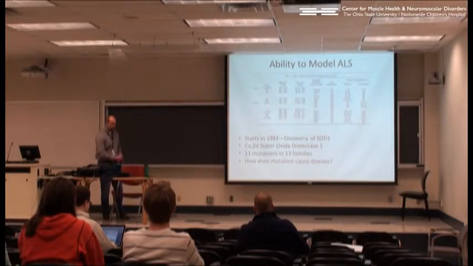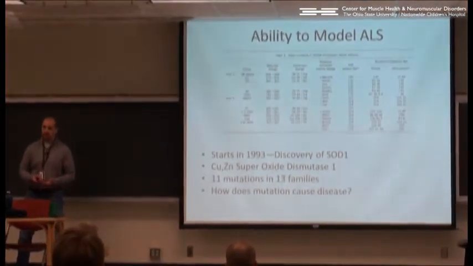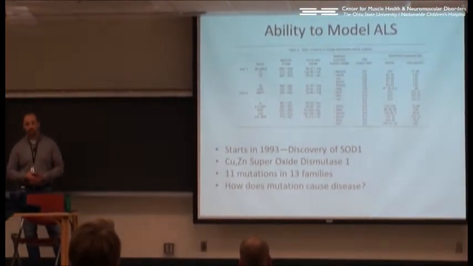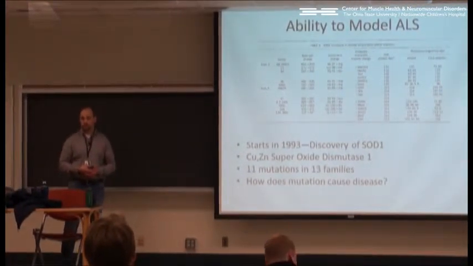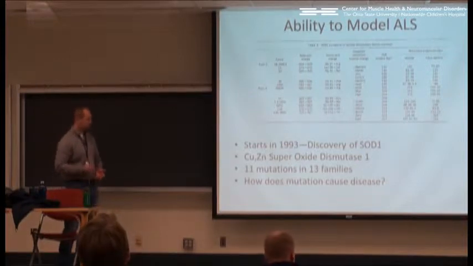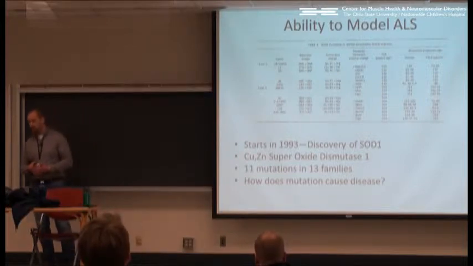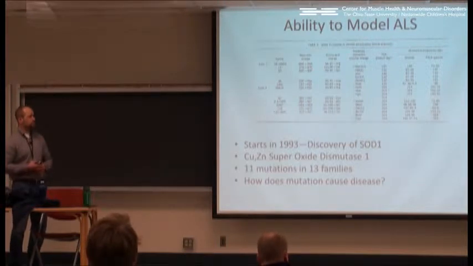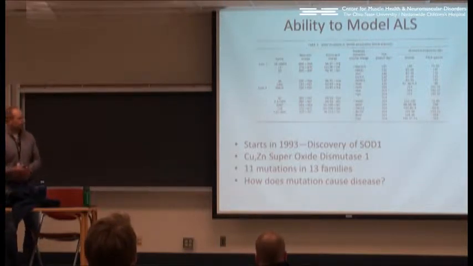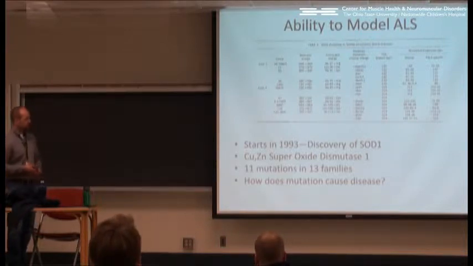So our ability to model ALS really starts in 1993, as you guys have been told already, with the discovery that SOD1 could be found in ALS familial cases. In the paper from Foust, there were 11 mutations from 13 families, and a few months later, a second group with Foust in it also linked SOD1 to ALS. So this obviously gave us a candidate gene which we can model.